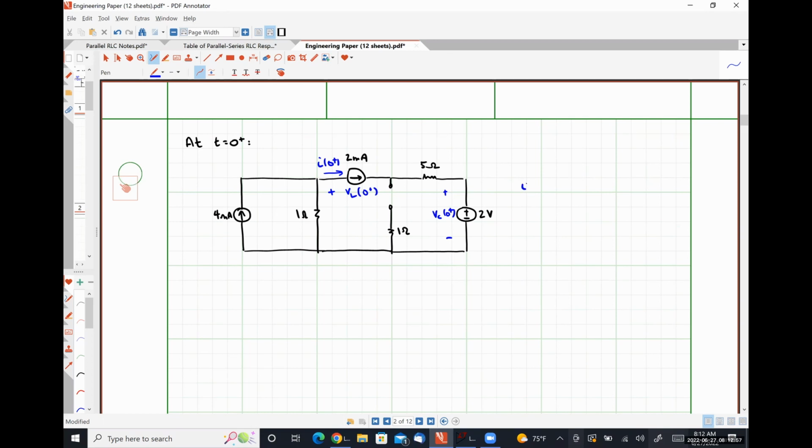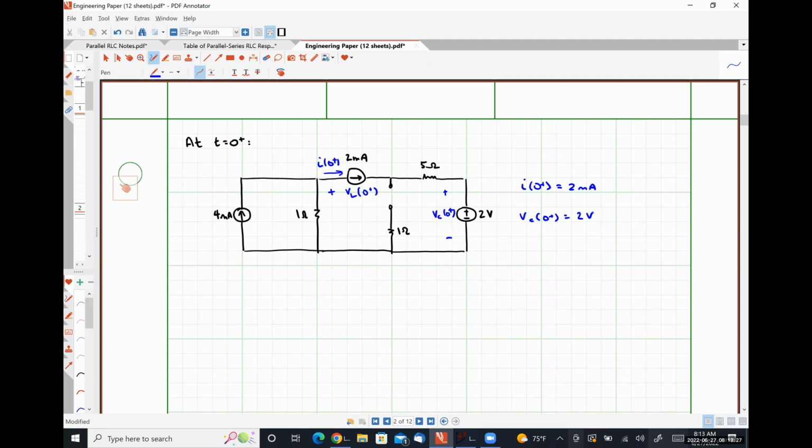So I at 0 plus is 2 milliamps because the inductor current cannot change abruptly. VC at 0 plus is 2 volts because the capacitor voltage cannot change abruptly. And the only thing that we're missing here is the quantity VL at 0 plus. In order to get that, there are a couple of different things that I could do.